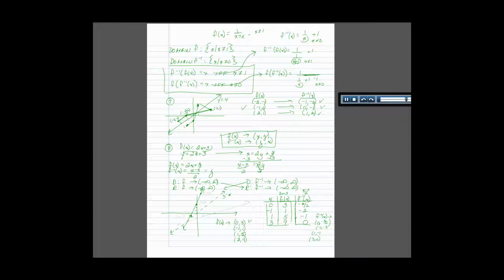Actually, I think I'll do the inverses of the 3 I did on here. So let's write these. I've got the point 0, 3. I've got the point 1, 5. And I have the point negative 1, 1. Let's just do the inverses.